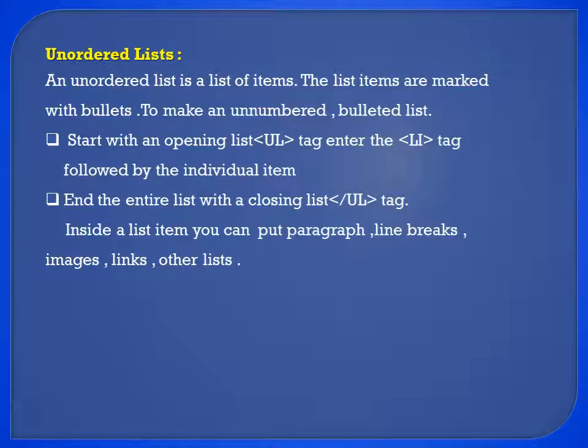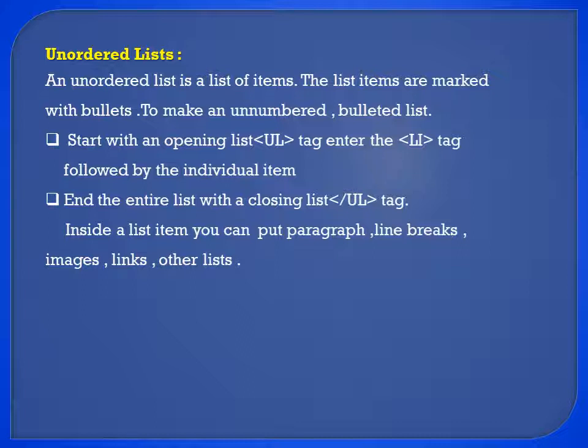Now we see what is the unordered list. An unordered list is a list of items. The list items are marked with bullets to make an unnumbered bulleted list. So it is a list of list items, but the marking symbols are in the form of bullets, and those are unnumbered. Here we are using bullets to show the marking in a list. We are not using numbers in the unordered list. So this is the basic difference between the ordered list and unordered list.